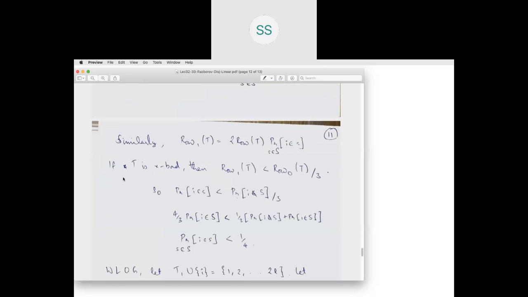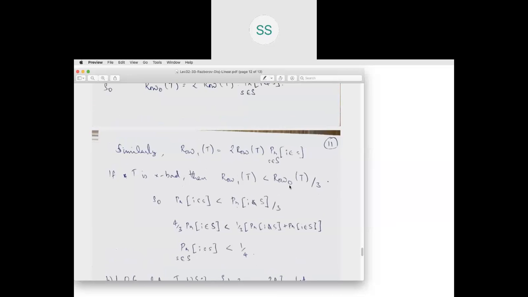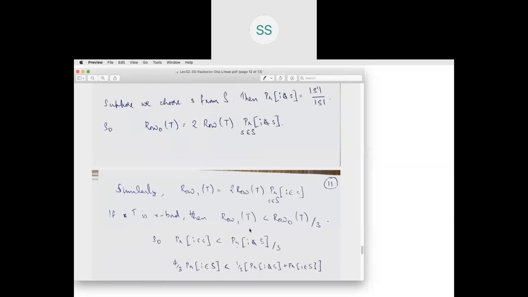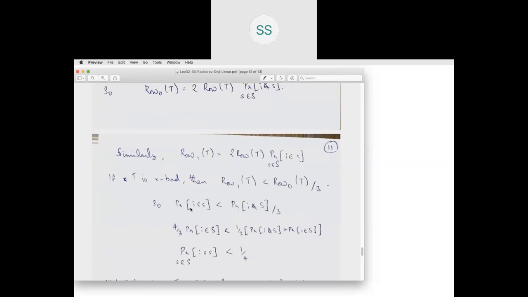If T is X bad, then this is the condition: it needs to satisfy that rho 1T is at most rho 0T divided by 3 minus 2 power minus delta n. So we can write this as well, a slightly looser bound. Now I can replace rho 0T and rho 1T with these expressions, and 2 rho T cancels from both sides, which means we get that the probability of I in s is strictly less than the probability of I not in s divided by 3.